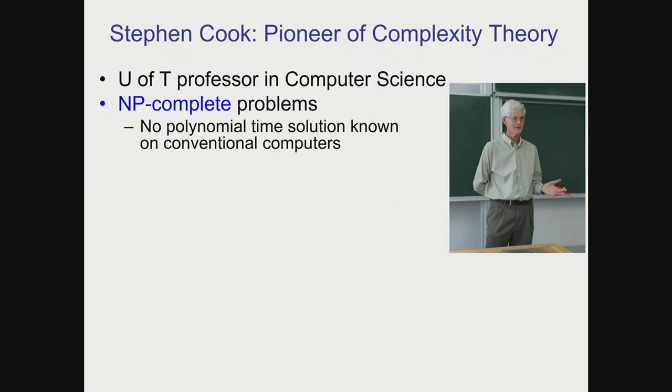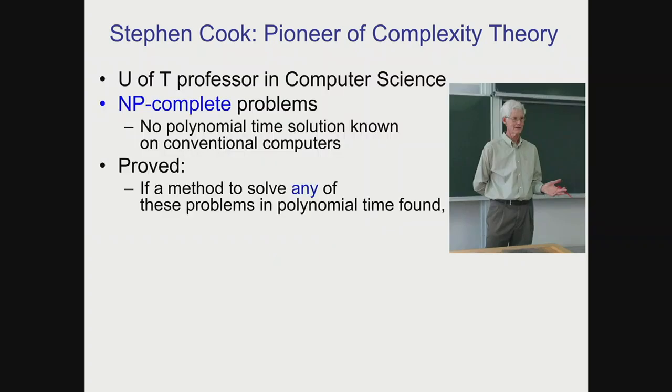No polynomial time solution is known. Basically he worked in the area of NP-complete problems, and those are problems that are computationally hard. So there is no polynomial time solution, no n to the k solution, order n to the k solution for any k on conventional computers. He proved that if you ever find a method to solve any of these problems.